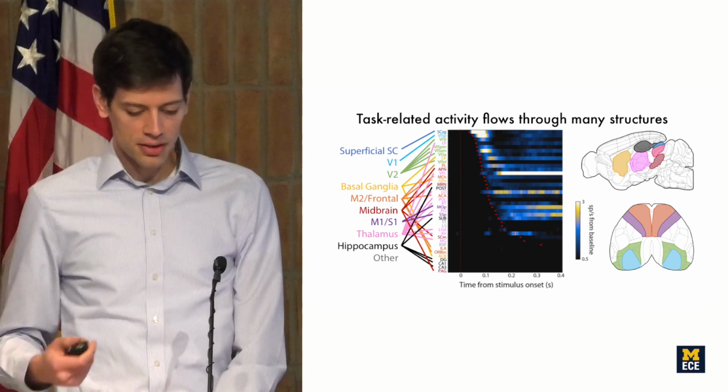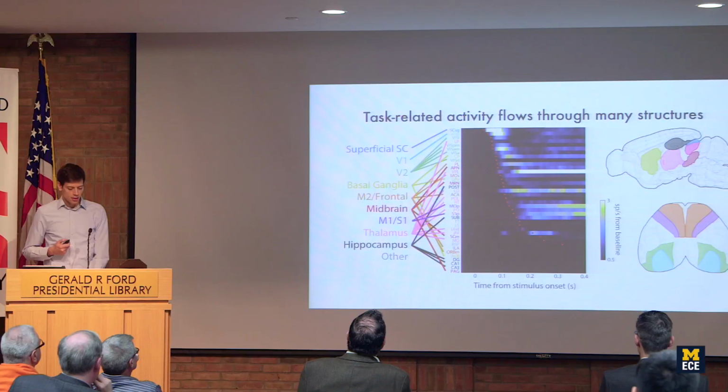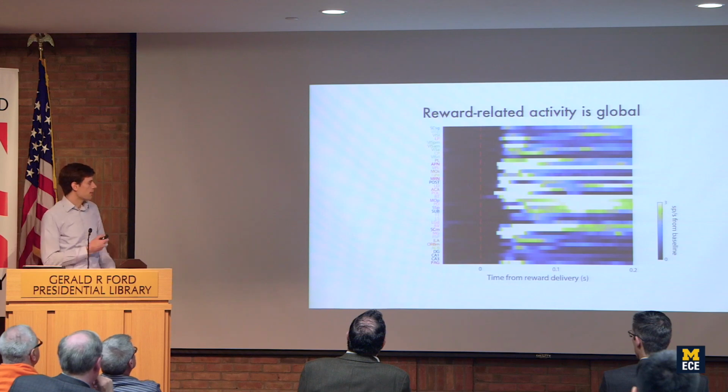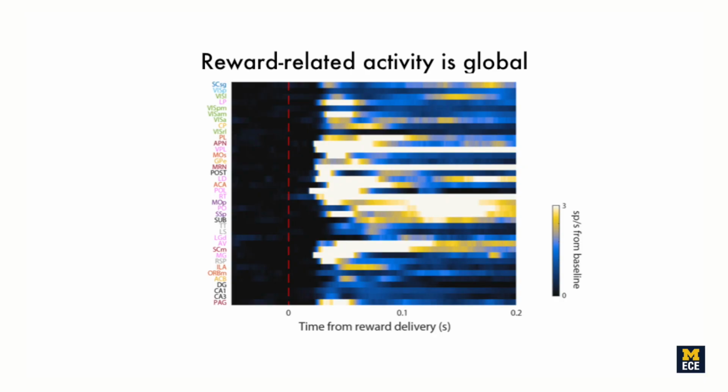So in particular, they respond in a couple of key ways. So reward-related activity appears to be global. So now I'm again showing just the average spiking response of neurons in all of these brain regions, but aligned to the reward delivery. So the time at the end of the trial when the mouse gets a reward if the mouse performed the trial successfully.